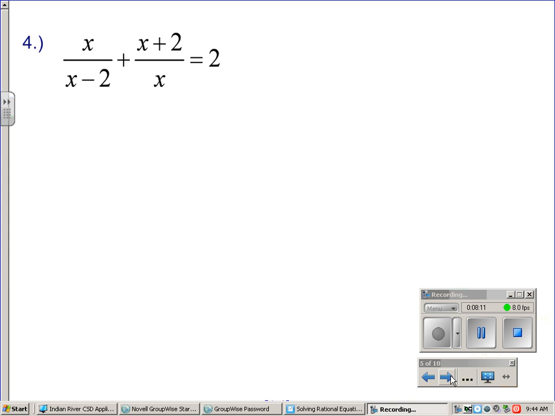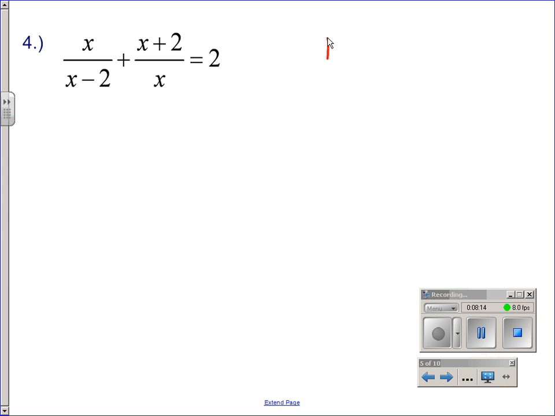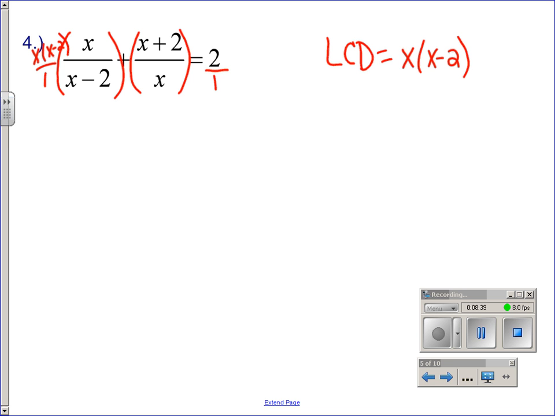Question 4. Least common denominator again. Every time, least common denominator. So what do we have? We have an x minus 2 and we have an x. So in this case, like yesterday, we need both of them. So we need an x and we need an x minus 2. And we're going to do the same thing. We're still multiplying by our least common denominator to everything. So x minus 2, and then the same thing here.